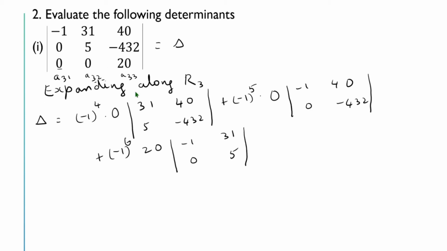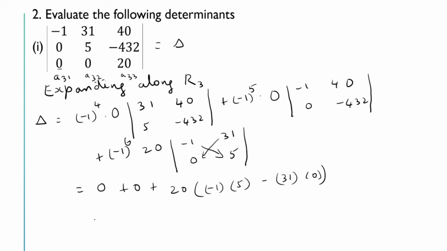So here we have 0 into this determinant, 0 into, we have to multiply these two minus multiply these two. So 0 into anything is 0. Here also 0 into anything is 0. So we are left only with this value. So this is equal to 0 plus 20 into, we have to find the product of these two minus product of these two. Minus 1 into 5 minus 3 1 into 0.